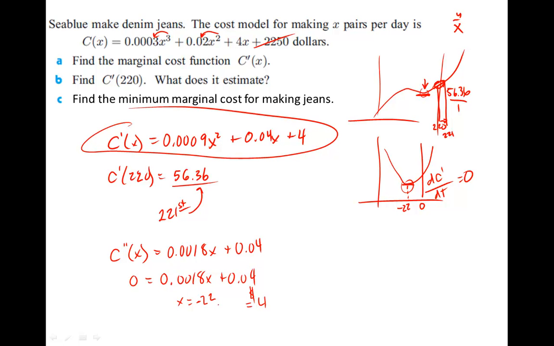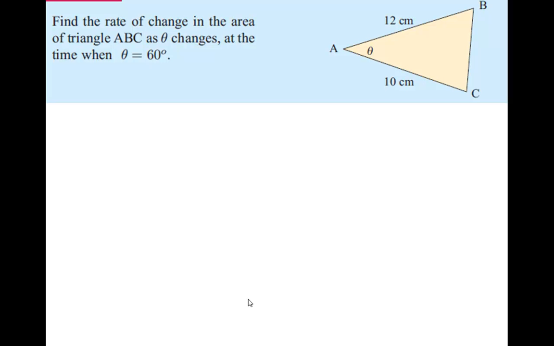Okie doke. Hopefully that makes sense. Hopefully that kind of works out. Let's look at another one. Let's do some trig, eh? Find the rate of change in the area of triangle ABC as theta changes at the time when theta equals 60. Okay, well, how do I get area?